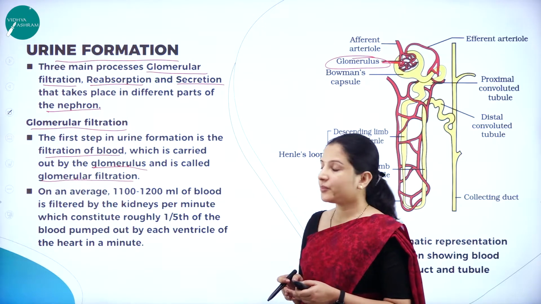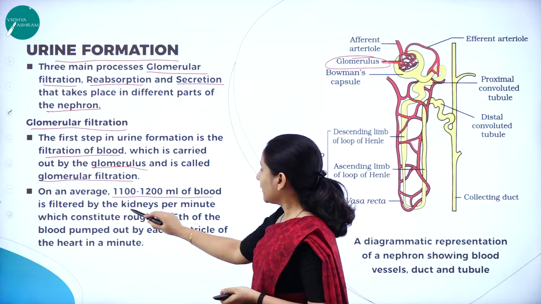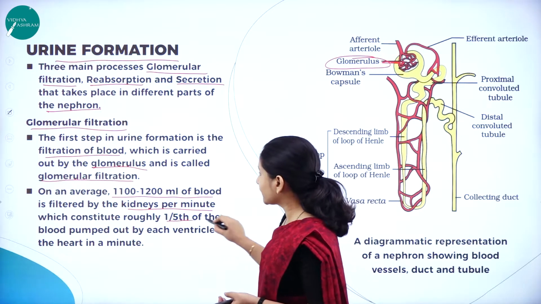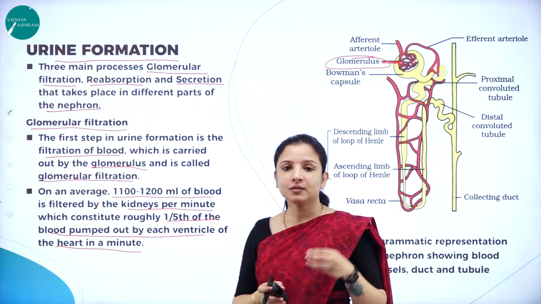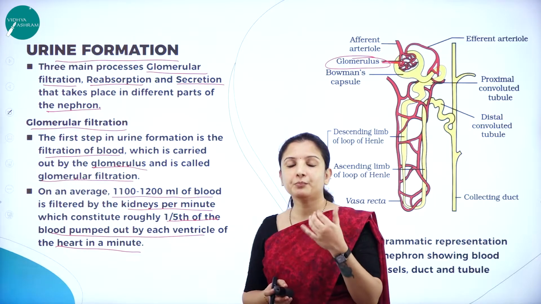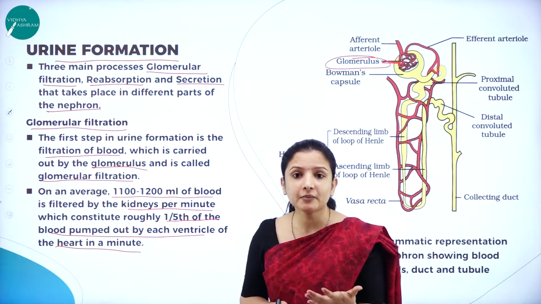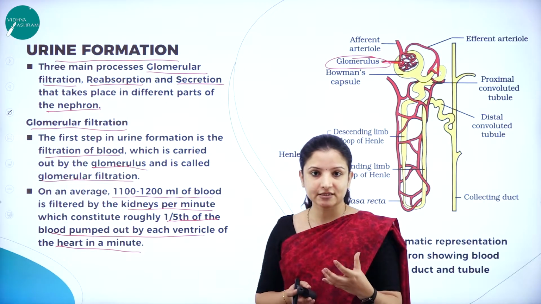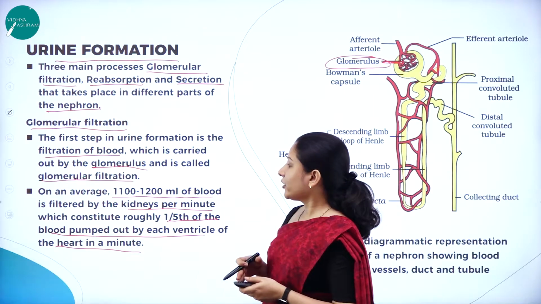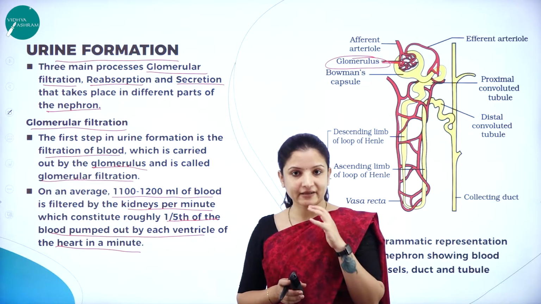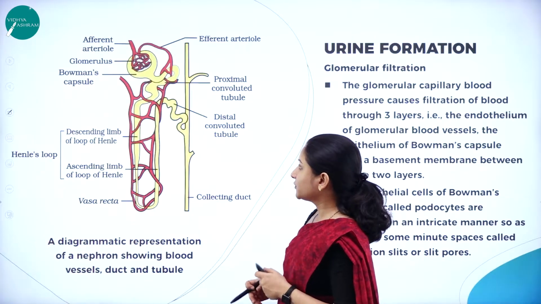On an average, an adult human being can filter about 1100 to 1200 ml of blood by each pair of kidneys per minute, which is roughly only one fifth of the blood pumped out of each ventricle of the heart in a minute. In the previous chapter on blood circulation, we had studied that the ventricles pump out about 50 ml of blood, right? And therefore, when the heart beats 72 times in a minute, 5000 ml of blood is pumped out. But the kidney can filter only about 1100 to 1200 ml of that blood. So this was about the filtration process.